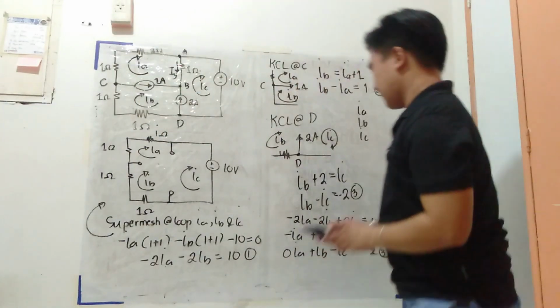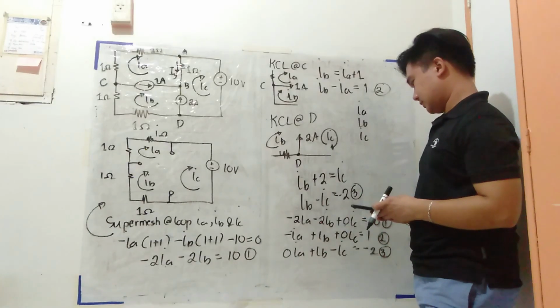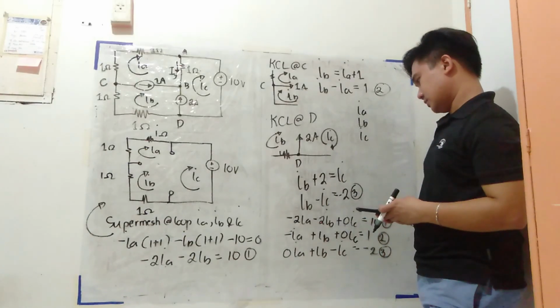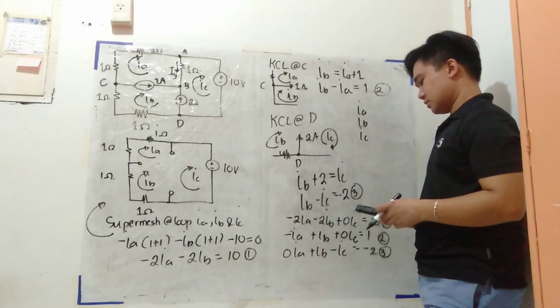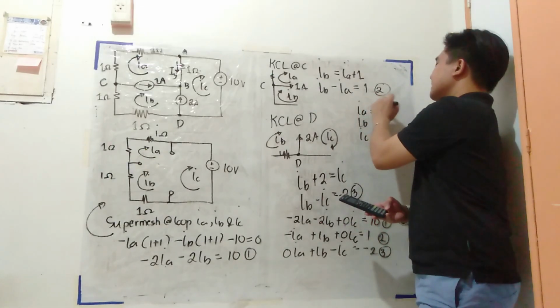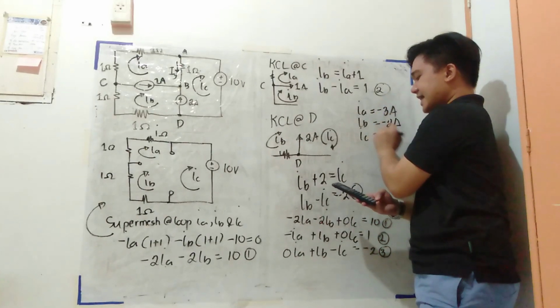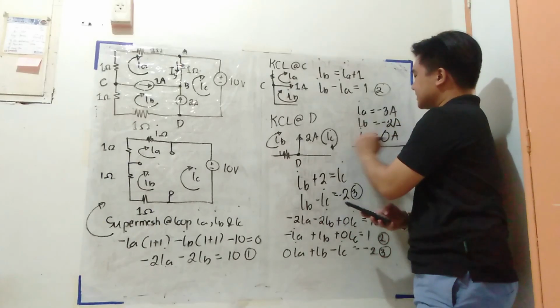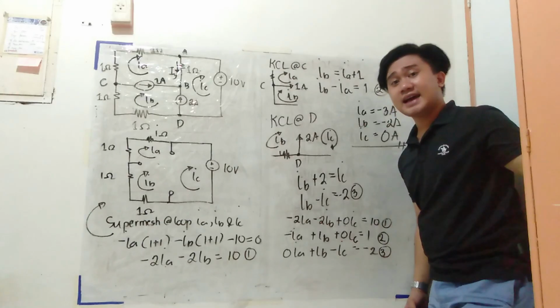Calculate. So, IA is negative 3 amperes, IB is negative 2 amperes, and IC is equal to 0 amperes. So, these are the values of IA, IB, and IC.